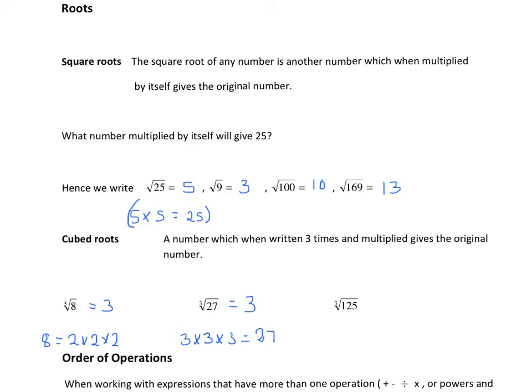And cube root of 125? A number written 3 times and multiplied, which will give you 125. Because it's got a 5 on the end of it, that sort of indicates that maybe it's 5. 5 times 5 is 25. Multiplied by 5 again is 125. So the answer there is 5.